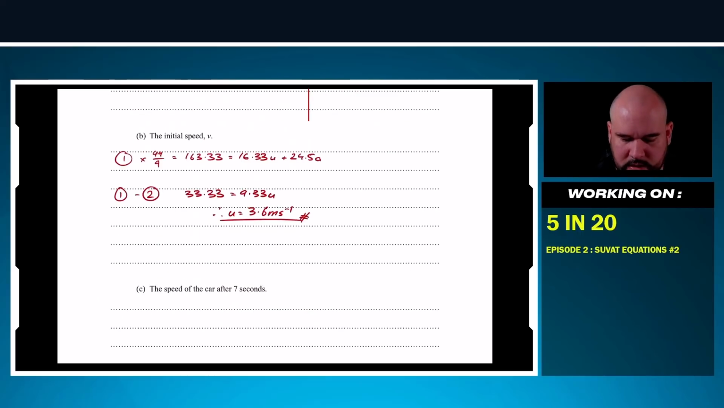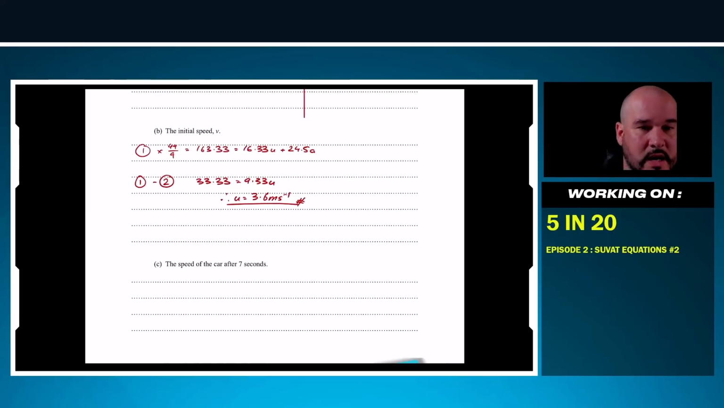Then it's asking for the speed of the car after 7 seconds. We know what the initial speed is and we know what the acceleration is, so it's just a matter of finding the correct SUVAT equation. So v = u + at. I want to solve for v, given that my u is 3.6, my acceleration is 4.3 and t is 7. From this we get a value of v of about 33.7 meters per second.